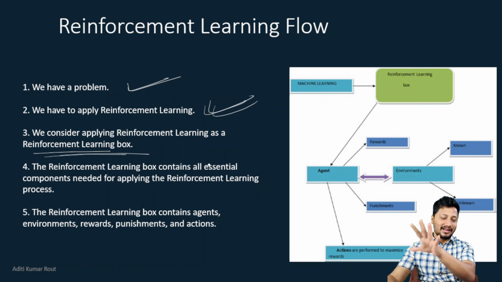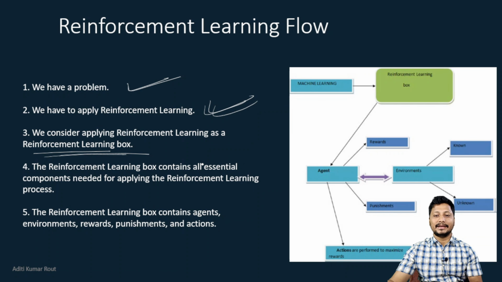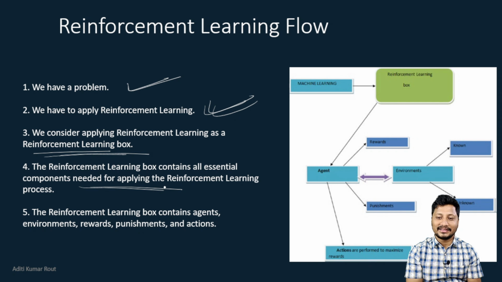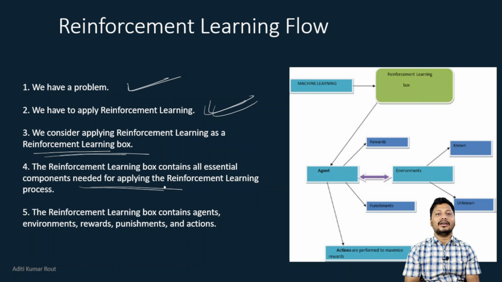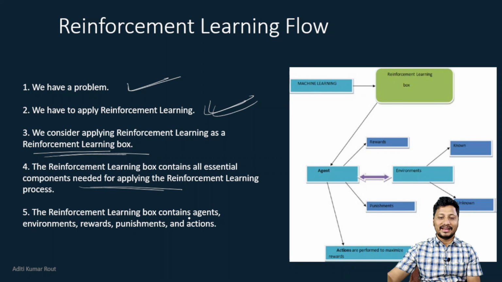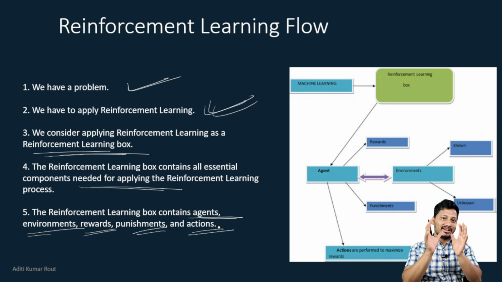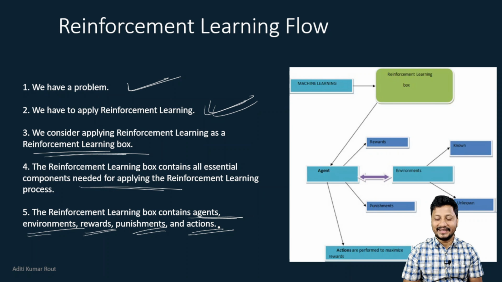In this particular figure, if you can see, there is a reinforcement learning box. That box contains all the essential components related to applying reinforcement learning. For example, the reward function and information about the environment, right. These are all essential things. In detail, they are agents, environment, rewards, punishment and actions, right. We can consider all this information as involved within the reinforcement learning box, right.